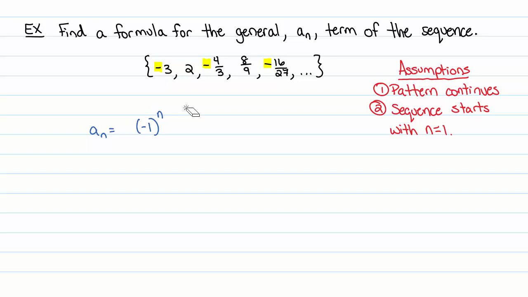Now we look at how did we get from that first element to the second element to the third element? Is there some type of constant multiplication or addition happening there?